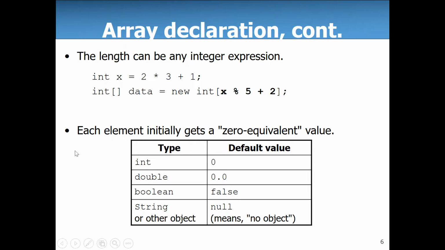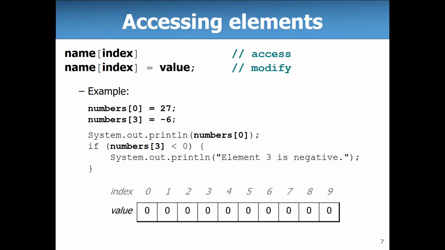So the length can be anything we want to put in there, any expression. Here, int x is equal to 2 times 3 plus 1, so 6, 7. And then int data is equal to new int of 7 mod 5. So that's 2, and this would create a new array of size 2. Although I highly recommend you don't do something like this because that looks confusing. And again, as I mentioned, every array gets essentially a zeroed out value by default.